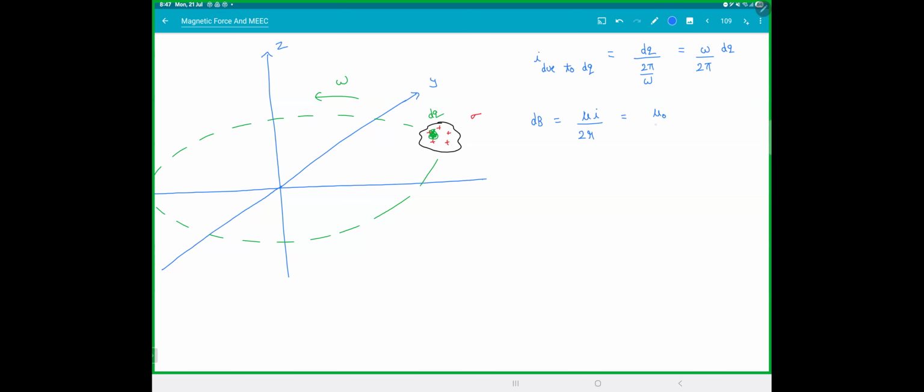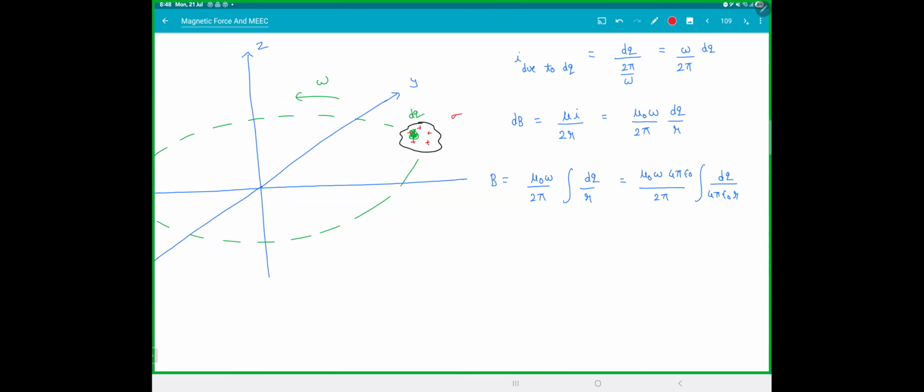This will be mu naught omega dq by 2 pi by r. So when you try to integrate this, you end up with mu naught omega by 2 pi integral dq by r. Great. I don't know dq, I don't know r, but if I multiply this with mu naught omega 4 pi epsilon by 2 pi, this thing will be dq by 4 pi epsilon r. Now suddenly that becomes potential due to the dq, isn't it? This term here inside is the electric potential due to dq.